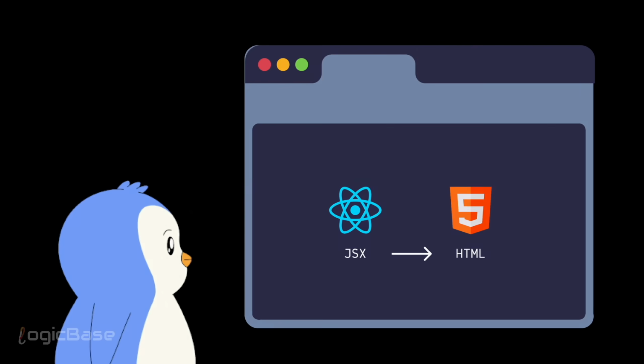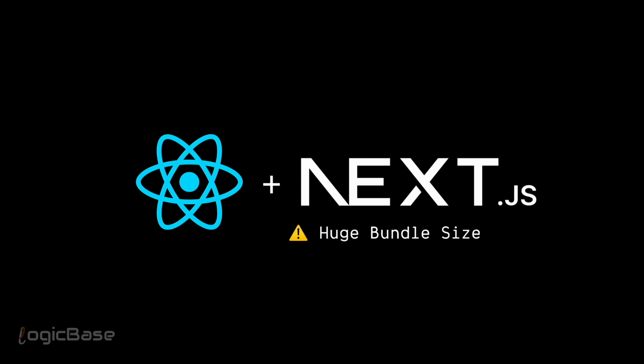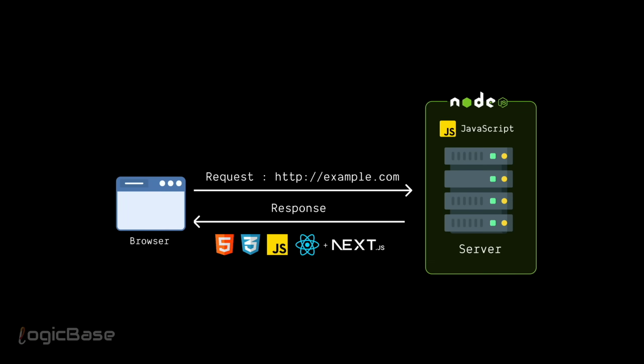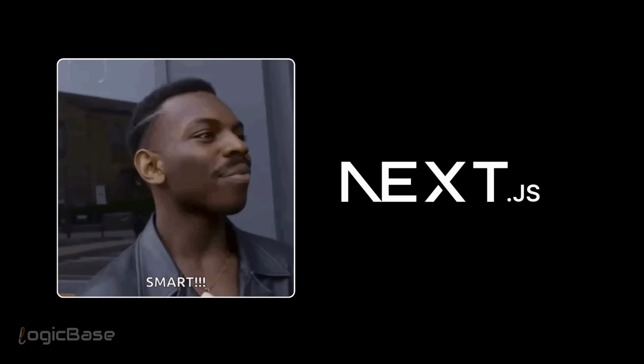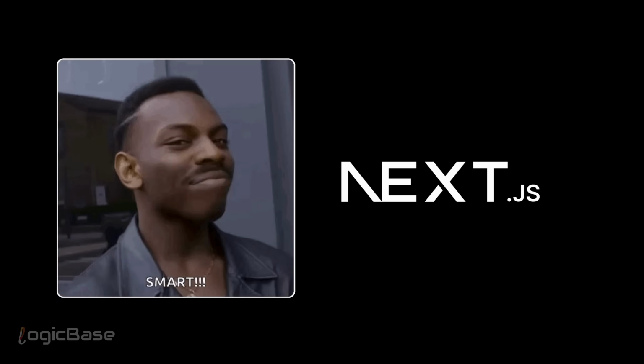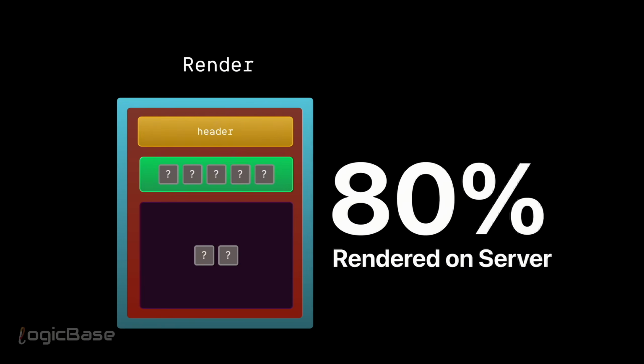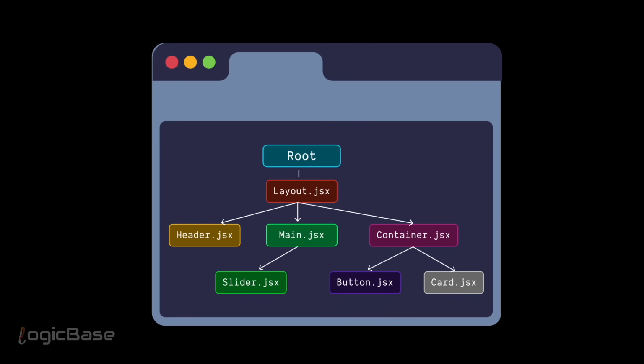But here's the issue. React and Next.js are both huge packages. Sending the entire React and Next.js bundles to the browser just to render some components would be extremely inefficient. So what has Next.js done to solve this? Well, it's smart. It knows that it already rendered about 80% of the components on the server as server components. That HTML is already sent to the browser and showing up fine.